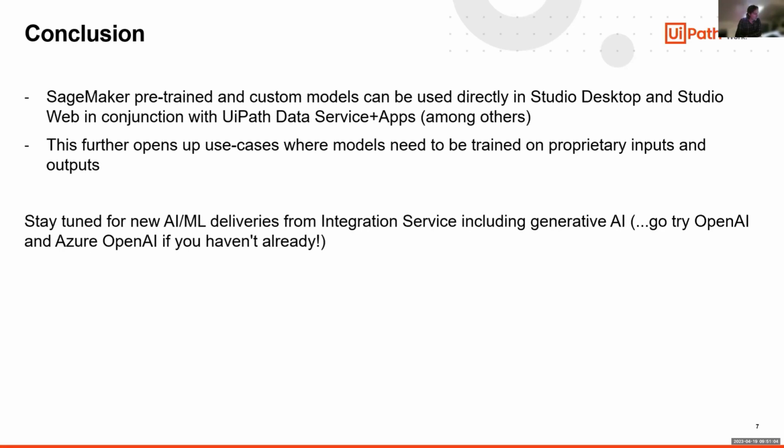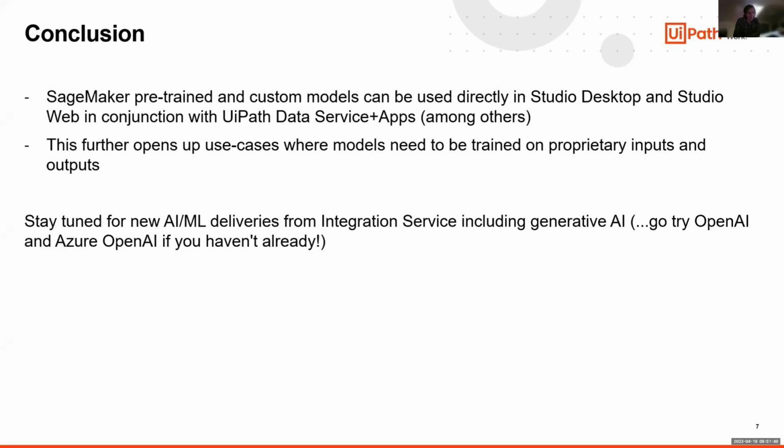I think the use cases are pretty much limitless. You have these off-the-shelf models with JumpStart and AWS Marketplace, but assuming you have a data science team building models in SageMaker, interacting with those models is relatively easy directly in your Studio and Studio Web processes. So really excited about that. This is only the start of UiPath's investment in the AI and ML category.